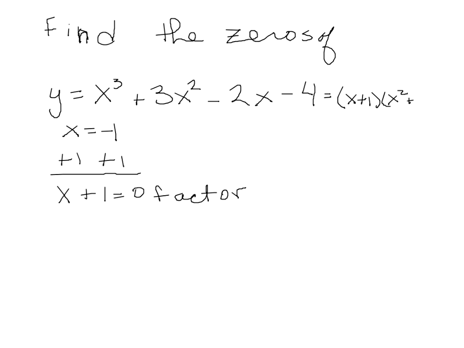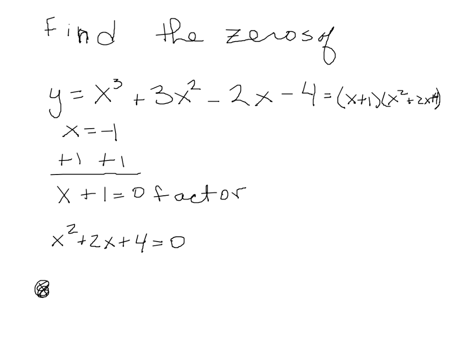So what that means is that this polynomial factors into x plus 1 times x squared plus 2x plus 4. And we find the zeros by taking each factor and setting it equal to 0. So this one has already been done. I got x plus 1 equals 0, which means x equals minus 1. So let's look at this one here. x squared plus 2x plus 4 equals 0. This doesn't factor, so I'm going to have to use the quadratic formula.